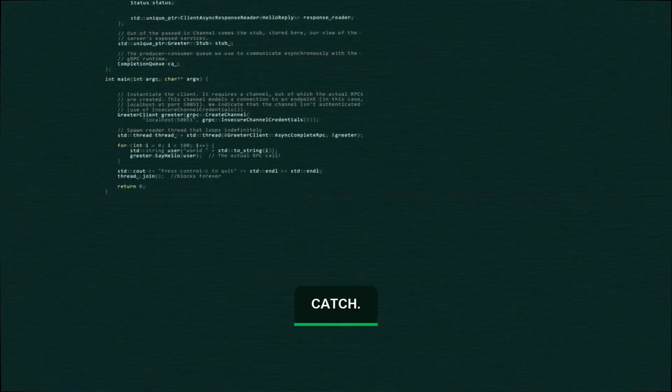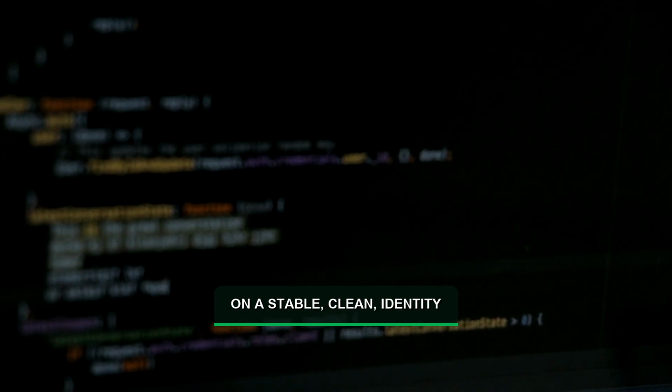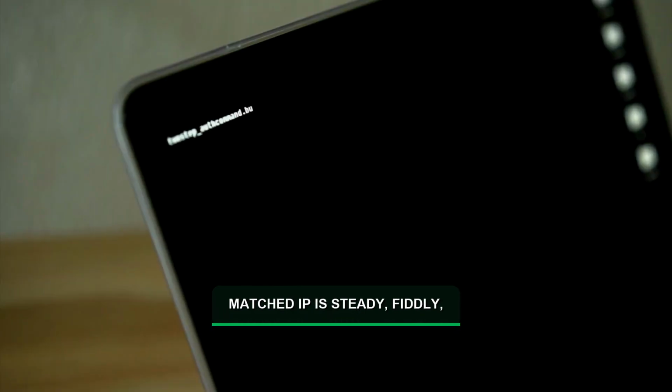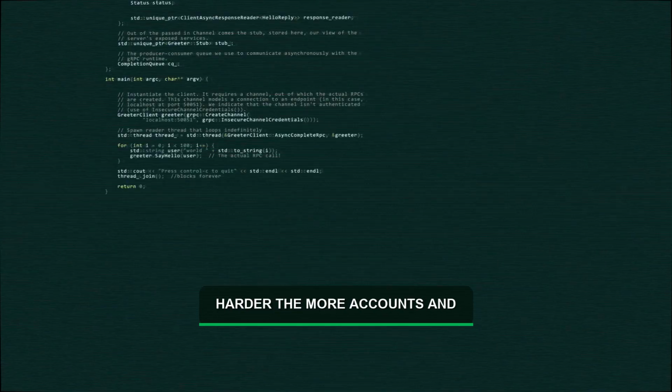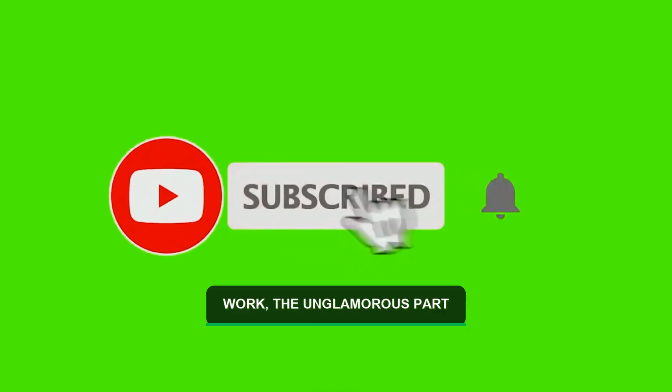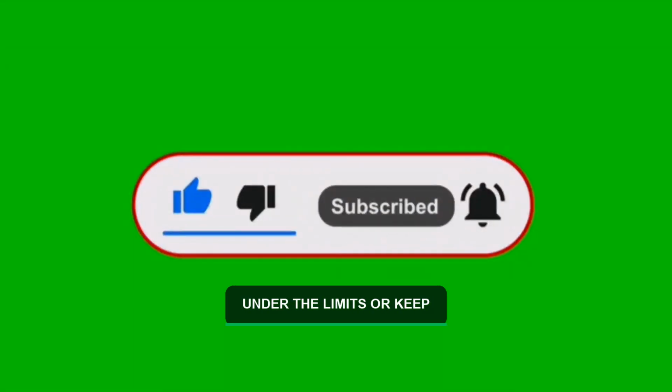And here is the honest catch. Keeping activity paced, back-off wired into every bot, accounts warm, and each one on a stable, clean, identity-matched IP is steady, fiddly, ongoing work, and it gets harder the more accounts and automation you are keeping alive at once. That constant pacing and foundation work, the unglamorous part that decides whether you live under the limits or keep smashing into them, is exactly what managed hosting is built to carry.